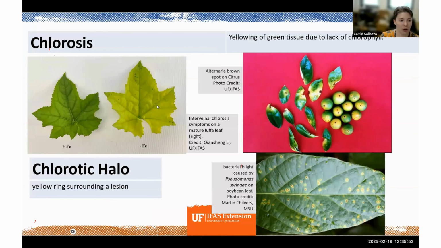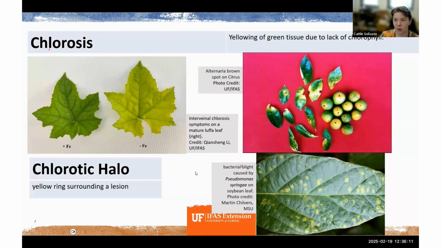Chlorosis, again, we all know chlorosis is just yellowing due to a lack of chlorophyll. Sometimes it's caused by nutrient deficiency like this. It can be caused by insects sucking out the sap. This is a fungal pathogen that's caused chlorosis. This is a bacteria.